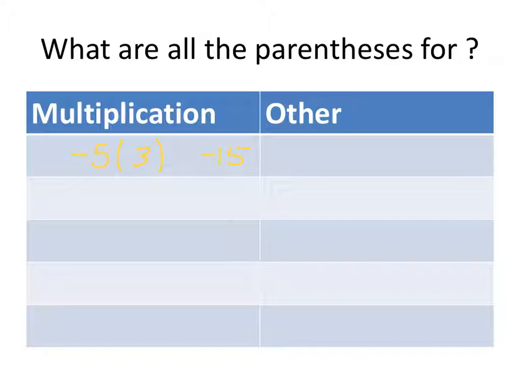I'm going to change this to a different color. And then we could have 2 parentheses, so -5 smashed up against -3. There we don't have to draw that dot for multiplication, it just indicates multiplication. -5 times -3 is +15.